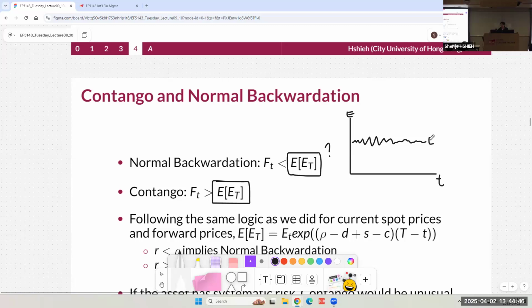But F, so this is E, but F could approach from above, or F can approach from below. So I hope it's clear, right, that eventually at settlement, F has to be equal to E. That has to be true. But how it approaches E can be different depending on the underlying asset. So, well, let me give you the definitions. When F is less than the expected E, which could be this line here, this is called normal backwardation. Normal backwardation, I'll just write BW.